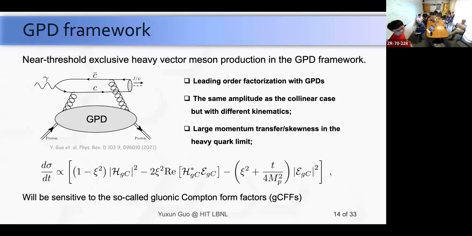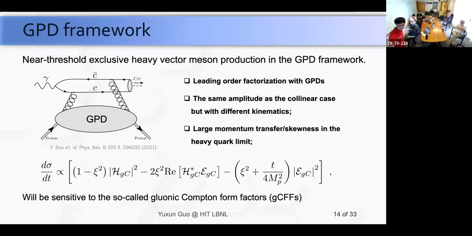The major difference is that the momentum transfer in this case is large, or in other words, the skewness is large. The idea is that you produce a very heavy vector meson in the final state from a massless photon. Near the threshold, you need to have very large momentum transfer between them. So that's the basic idea, and this is the cross-section formula. If you're familiar with exclusive production, this is the same formula that you would see for instance in DVCS or DVMP. This is just the general kind of thing you get from this kind of diagram.